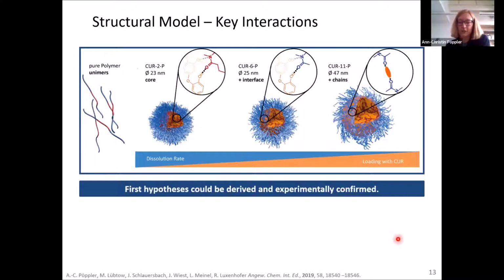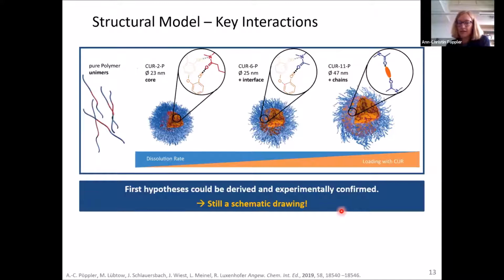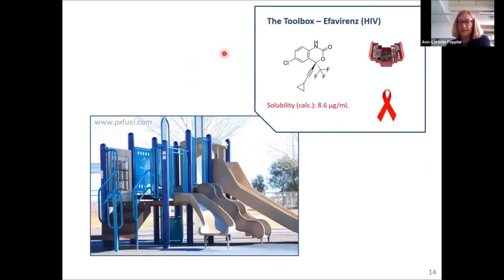So this was a really cool result because we could derive first hypotheses. We could also experimentally confirm some of them. But what we see here is still a schematic drawing. I mean, we are still not really at molecular level information. And this is when we started to look more closely into efavirenz, which is a drug against HIV, also having a very poor aqueous solubility.